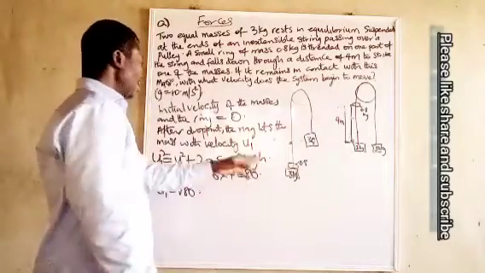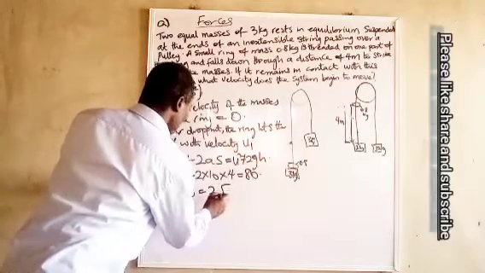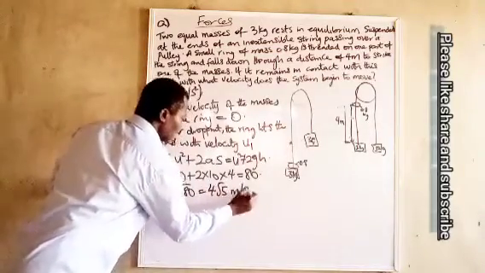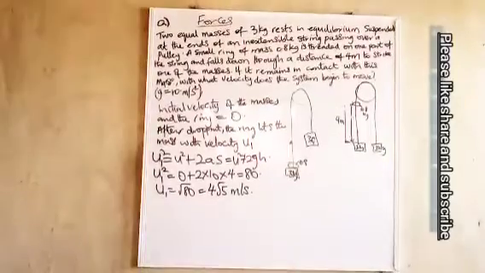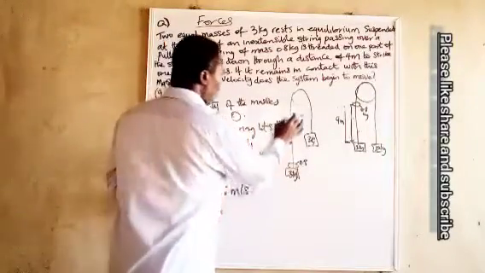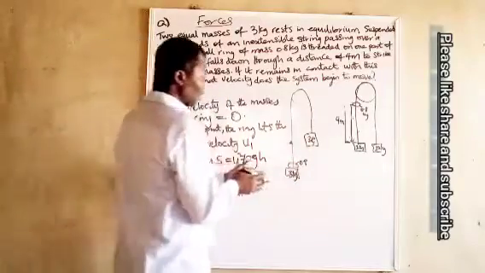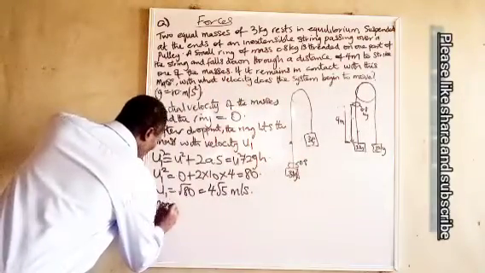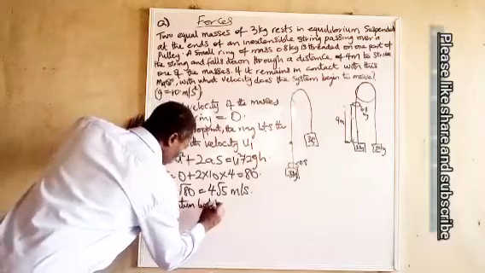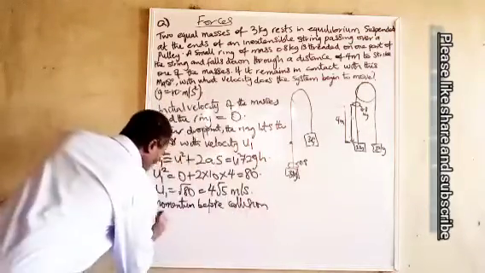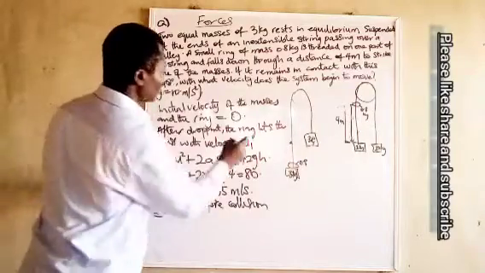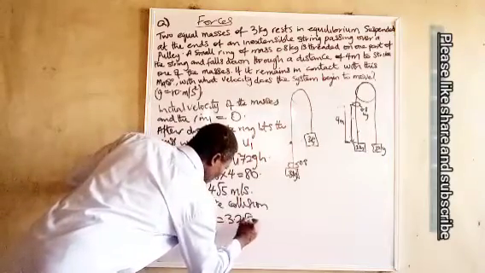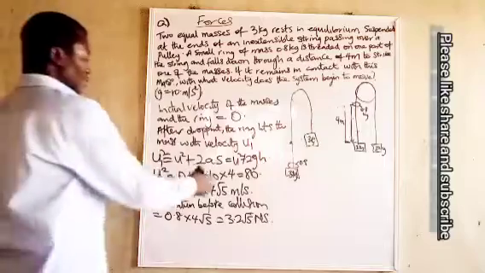Converting, root 80 is root 16 times 5, that is 4 root 5 meters per second. Let me express it like that. Now, the momentum before collision will be the momentum of this ring. The momentum after collision will be the momentum of the total movement, because this one is now attached to this. Momentum before collision is equal to 0.8 times 4 root 5, which is 3.2 root 5 kilogram meters per second.